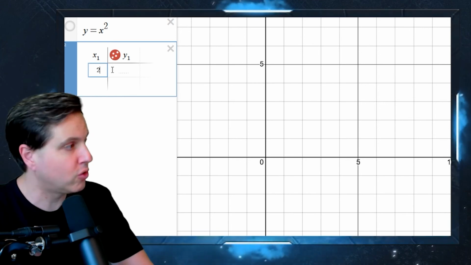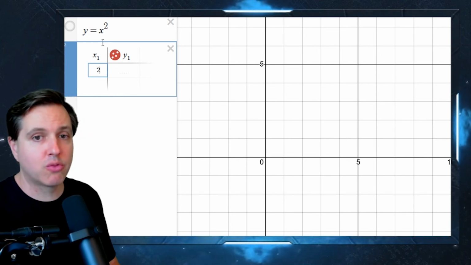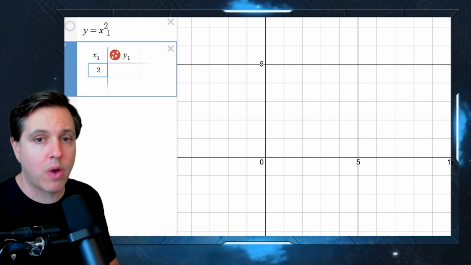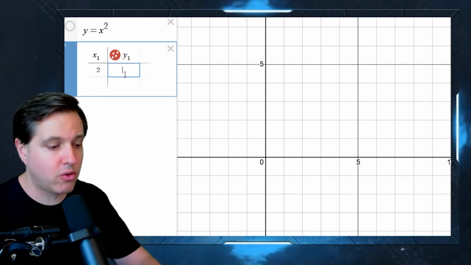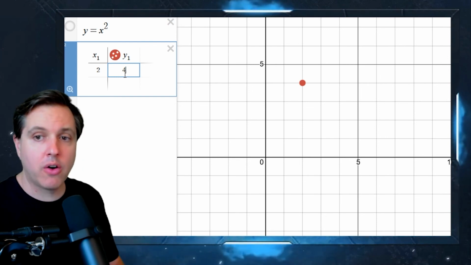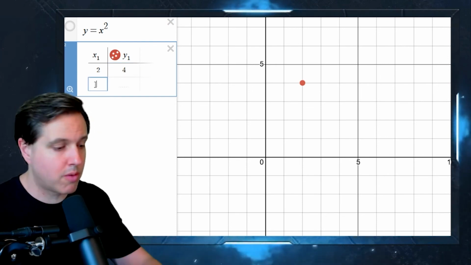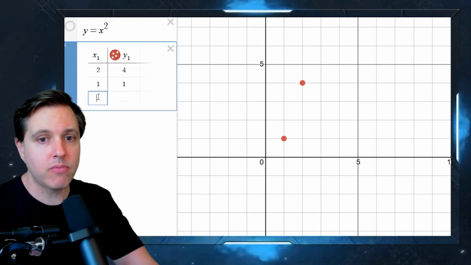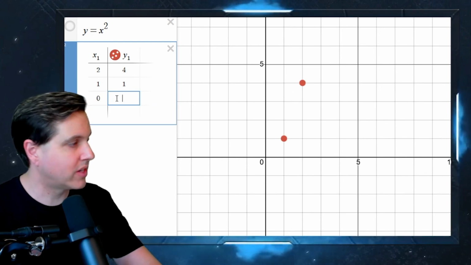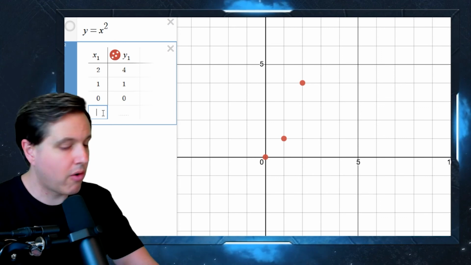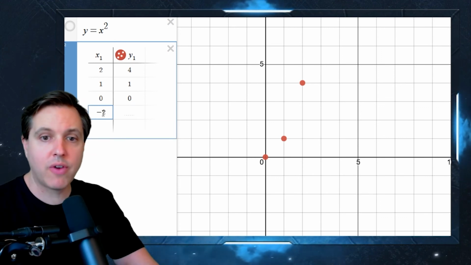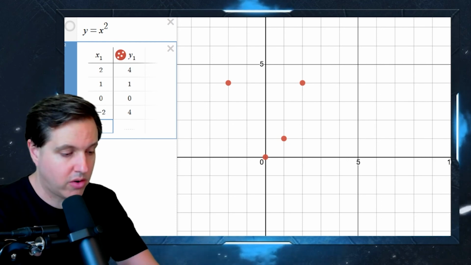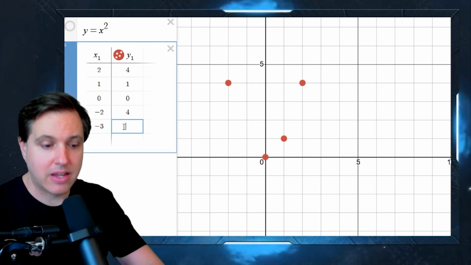So let's see. Let's take 2. And we know that our function is this one up here, which says the y value is equal to the x value squared. So if I square this x value, I now get 4. Oh, and there's a point for us. Okay, what about 1? Well, if I square 1, I get 1. What about 0? Well, squaring 0 gives me 0. All right, what about negative 2? If I square negative 2, I get 4. If I square negative 3, I get 9.